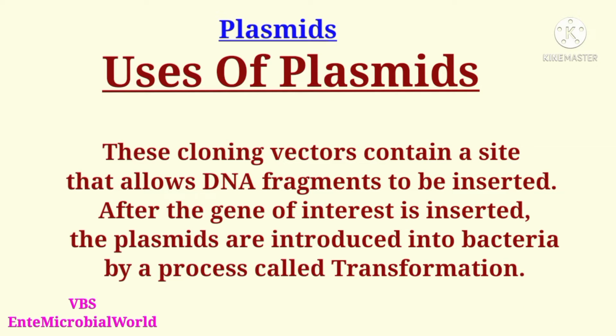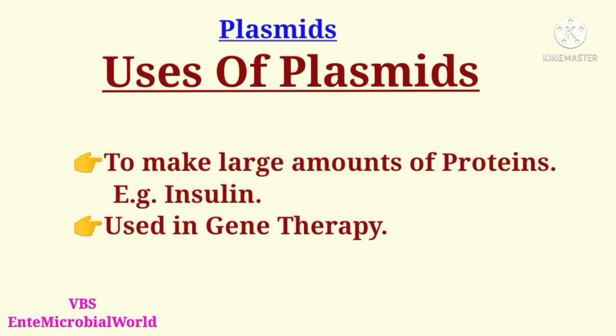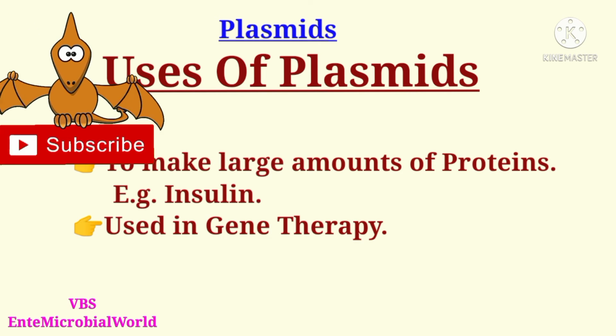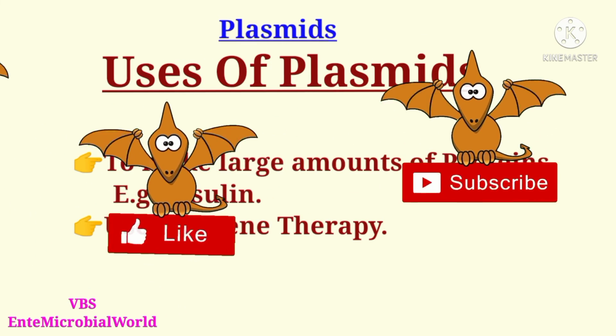After the gene of interest is inserted, the plasmids are introduced into bacteria by a process called transformation. Another major use of plasmids is to make large amounts of proteins. Example, insulin. Plasmids are also used in gene therapy.